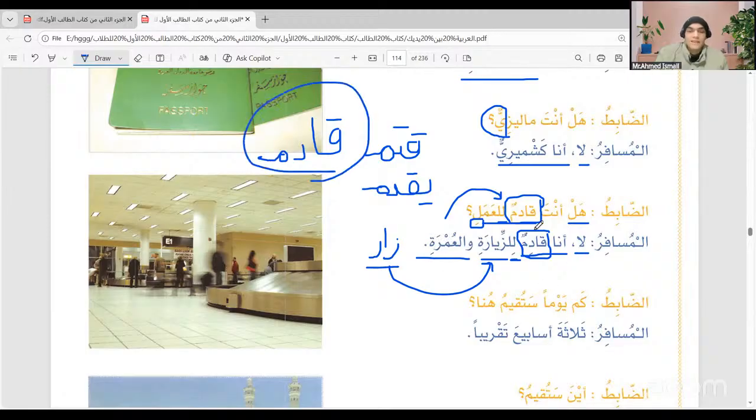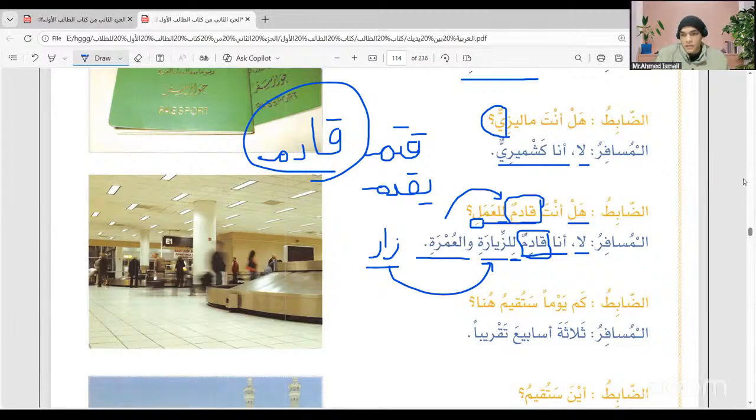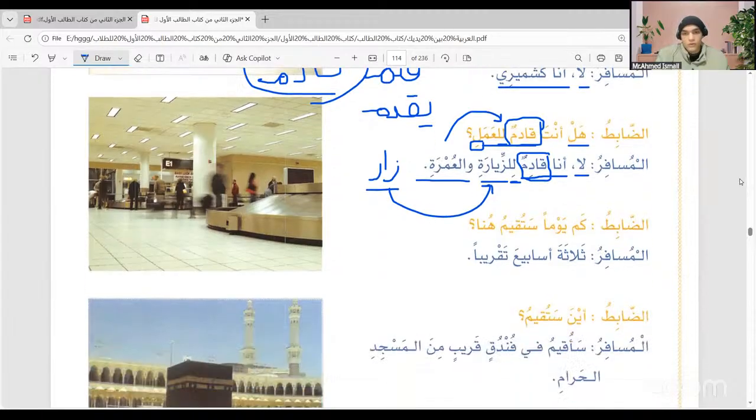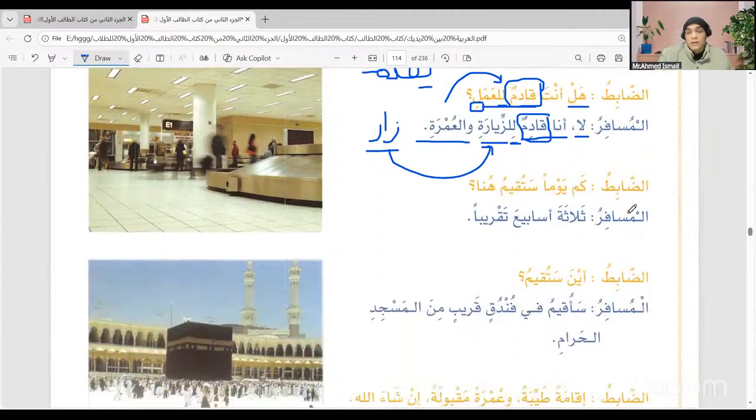So you say هل أنت قادم? So are you coming here because of the عمل? He said no, I'm coming because of the زيارة, visiting, and for العمرة also, to make عمرة. May Allah Azza wa Jalla, inshallah, make all of us go to do Umrah and Hajj also, inshallah. So الضابط said كم يوما ستقيم هنا?